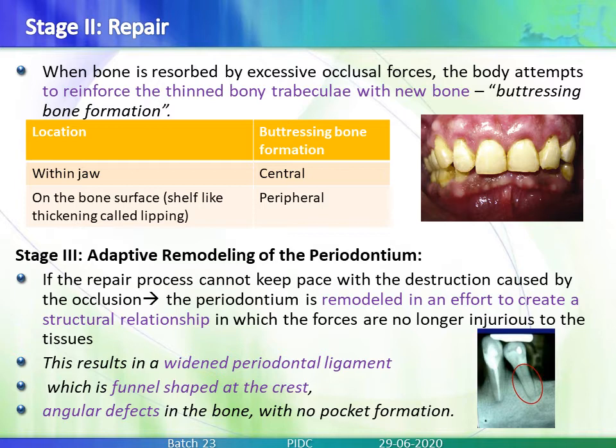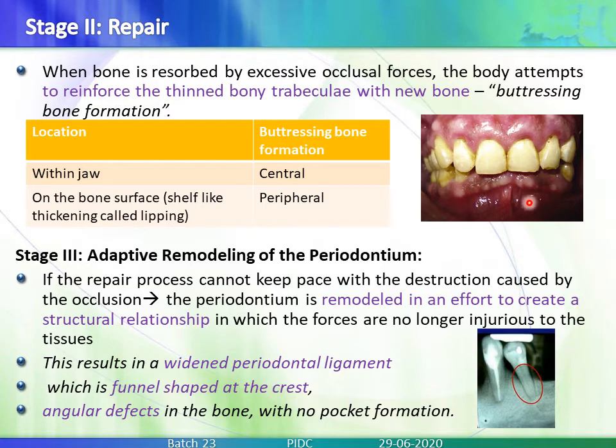So here you can see a case where there is a deep bite present. The incisors in the lower arch are not totally seen because of the deep bite, so they are bearing the total brunt of the force from the maxillary side. Because of this, the bone underneath has become thinned out, and as an ability to repair, it has started to form new bone above the thin bony trabeculae, which you can see outside. Can you see these white lines? This is called buttressing bone formation.